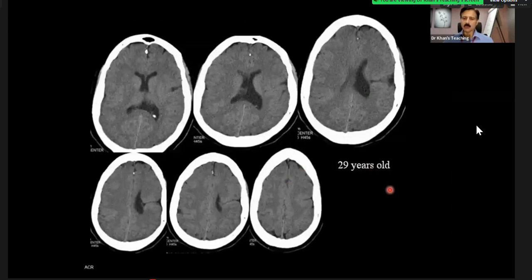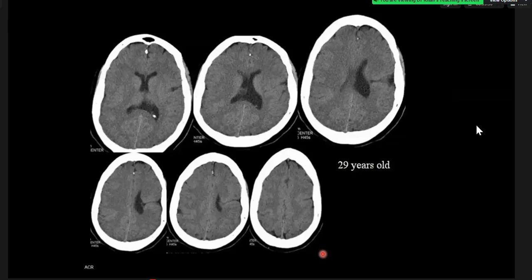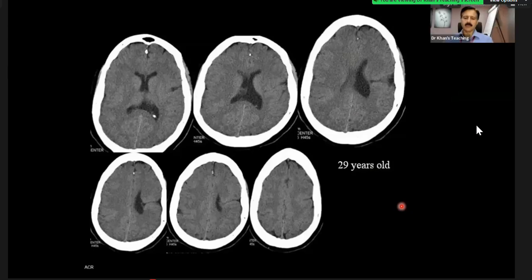Okay. Yes, please. So these are sequential axial CT head slices of a 29-year-old patient. The apparent abnormality is the presence of CSF within the cleft in the left parietal region. This is in keeping with a schizencephaly, I think. So it's a closed lip. Excellent.